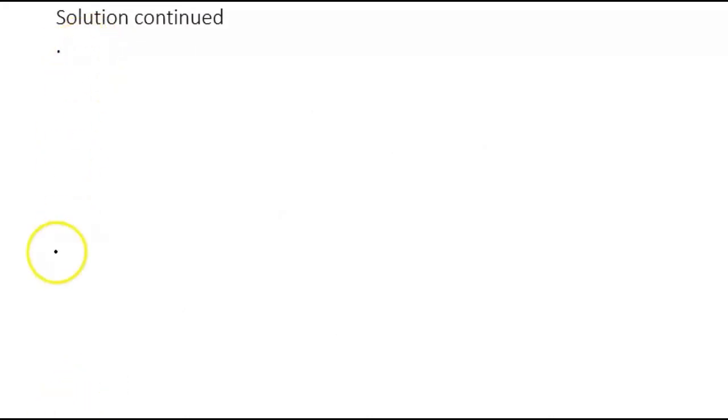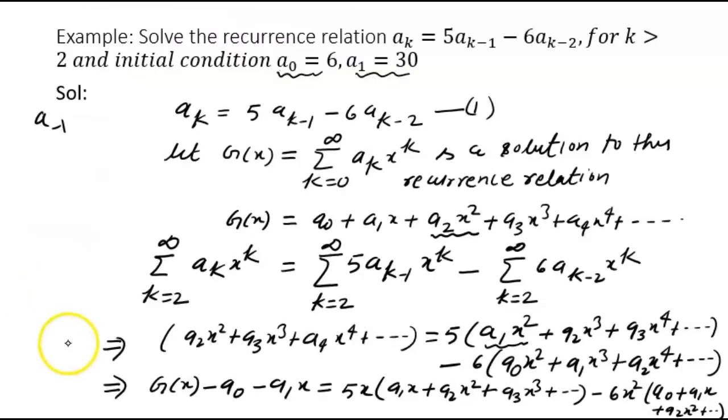So let us continue with the solution. As we have seen in the previous page, we have g(x) minus a0 minus a1 x. And a0 is equal to 6 and a1 is equal to 30. So what I will get here is g(x) minus a0, so minus 6, and then a1 x means 30x. This is the left hand side.